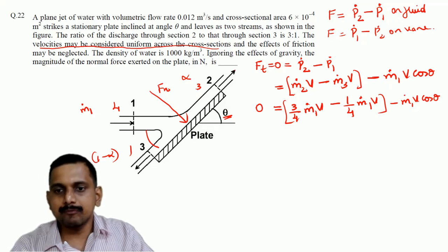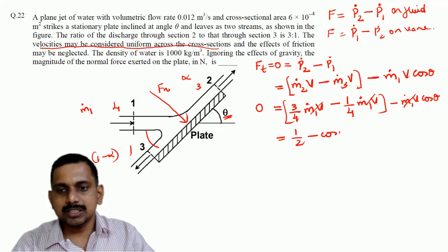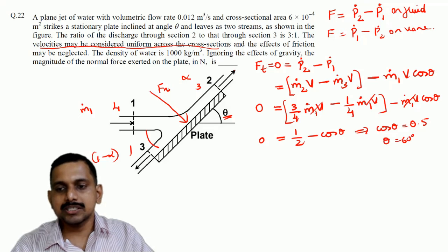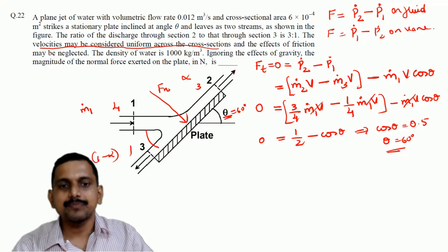Now if you see, M1 dot V cancels everywhere. What remains is 3 by 4 minus 1 by 4, which is 1 by 2, minus cos theta is equal to 0. So this implies cos theta is equal to 0.5. Cos theta equal to 0.5 means theta is equal to 60 degree. We have got that. Next one is the normal force we have to get.